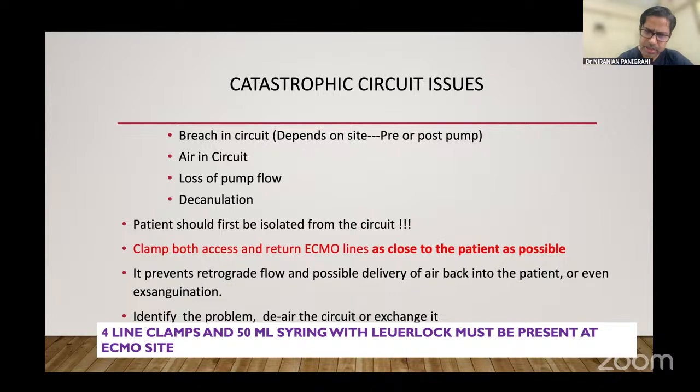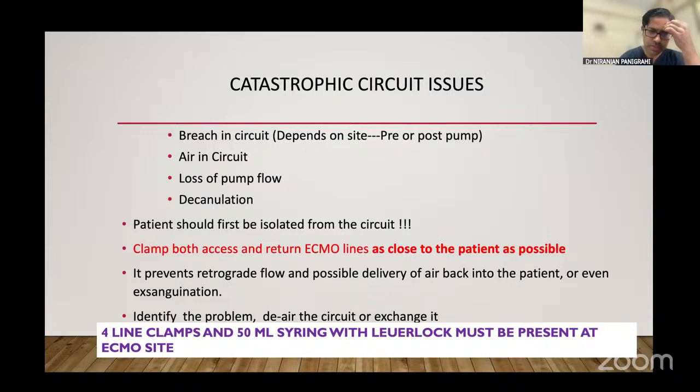Air in the circuit, similarly, whether it is pre-membrane or post-membrane or pre-pump or post-pump, that is again important. Now, why? The reason is that the last part of the de-airing mechanism of the ECMO circuit is the oxygenator. Suppose any air before the oxygenator, still we are in a safer zone. After the oxygenator means there is no de-airing mechanism, straight the air can enter the patient. Then comes the loss of pump flow or accidental decannulation. So these are the common catastrophic issues.